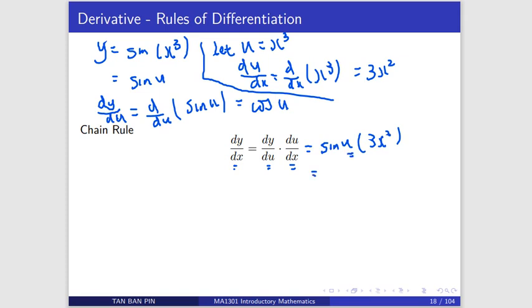And u can be replaced by x cubed. So it's sine x cubed and 3x squared. So usually you write the x squared term in front. So it's 3x squared sine x cubed.